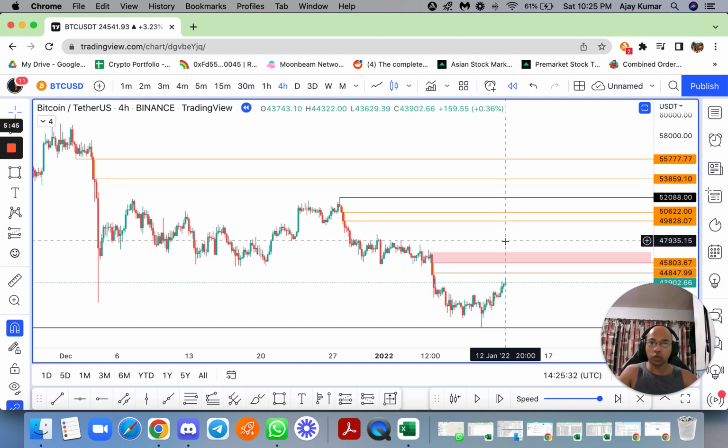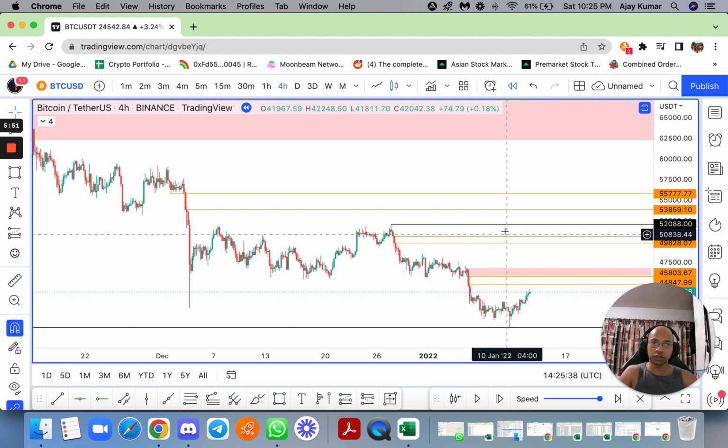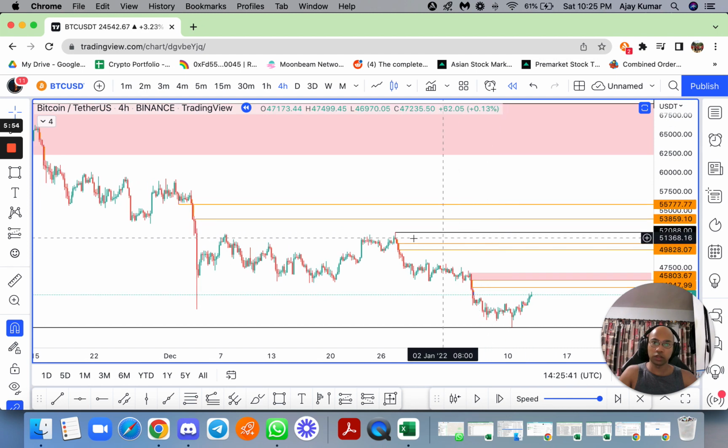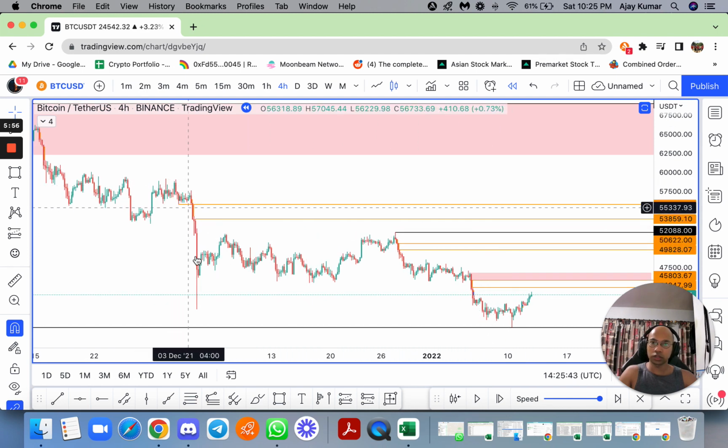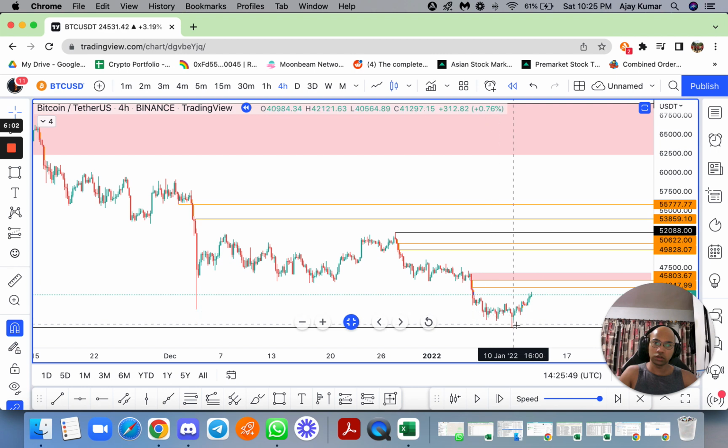And the next question is, when will we shift our bias to bullish? That would be for me, this is high, low, higher low, lower high, lower low.